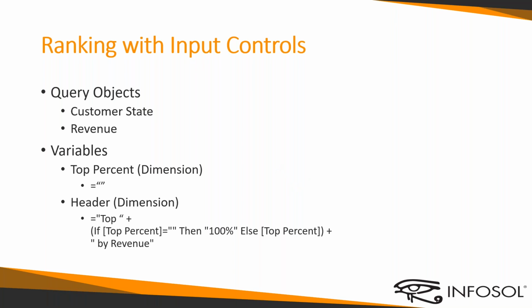Again, a really simple example, only 2 query objects just to get this started, and then a couple of variables. So there's going to be one variable called top percent, and we're going to start it off equal to just blank, just quote, quote. And that's actually going to be what we use our input control to feed.